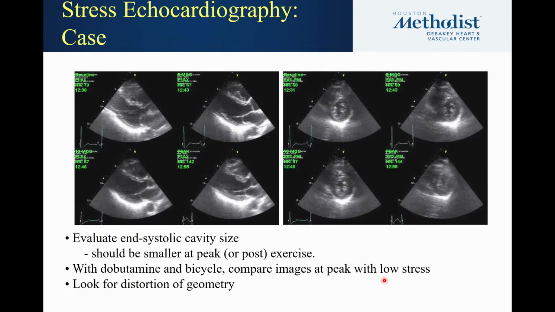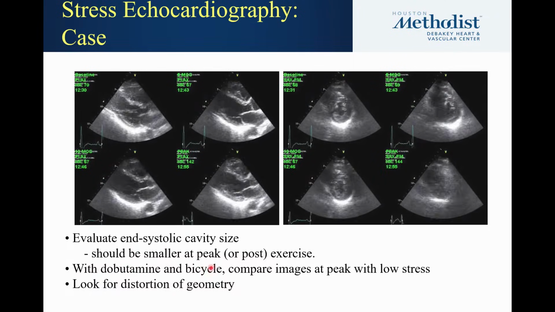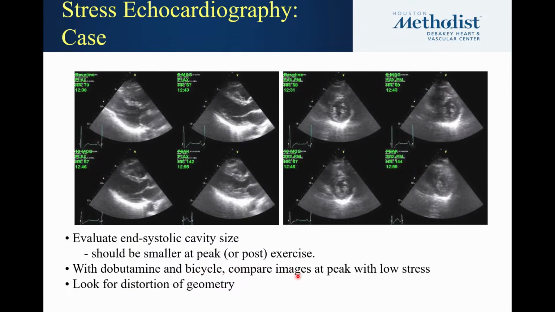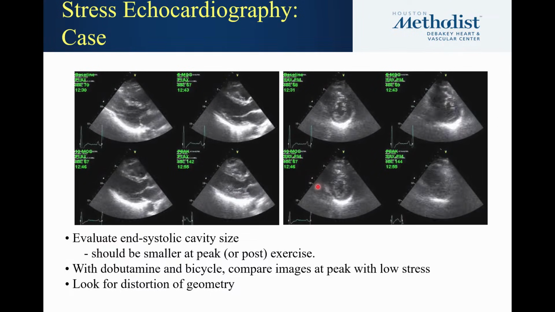Now, same thing. Everything I've said, you keep doing. You look for end-systolic cavity size; it should be smaller at peak. You look for regional dilation at end systole. You look for comparison of the peak with low stress, just like with the bike. So you compare these two much more than these two, because this should have gone much higher, and then this could go worse. Now, this is a normal, so everything looks good, okay?